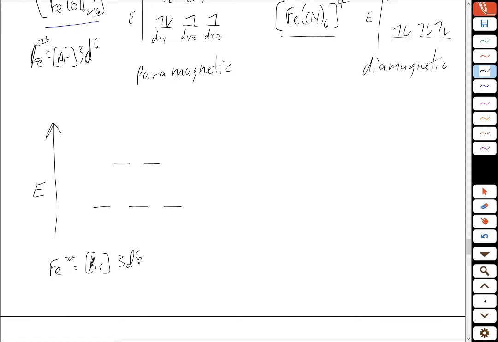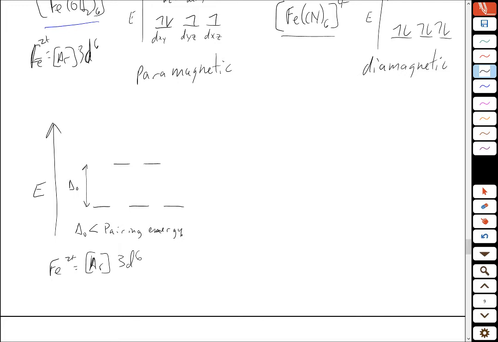We have the paramagnetic arrangement where this delta O, okay, so again, this energy right here, this is delta O. That's the splitting energy of the d orbitals. If delta O is smaller than what we call the pairing energy, okay, if delta O is smaller than the pairing energy, and the pairing energy is simply electron repulsion.